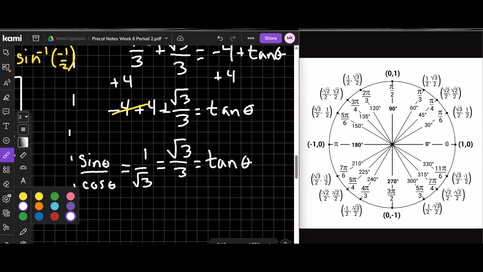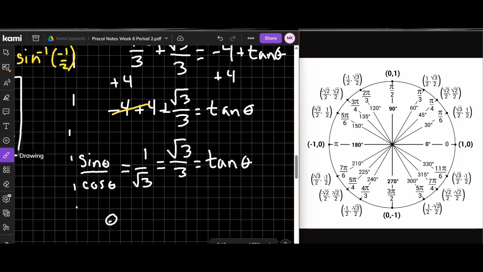So on the unit circle, where do we see the sine having the value of 1 and the cosine having the value of square root of 3? We see that at pi over 6 at 30 degrees. So our value of theta is equal to that pi over 6. And then you have that repetition, but here, instead of it being 2 pi, the period of tangent is pi. So we're going to add pi times n.